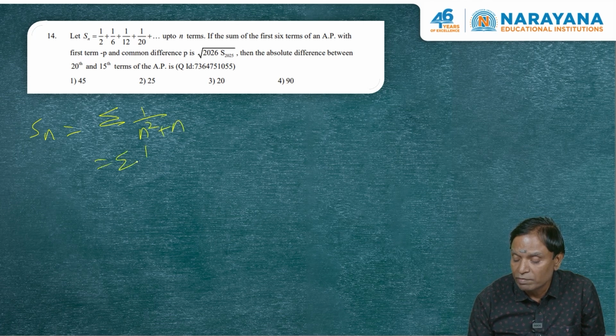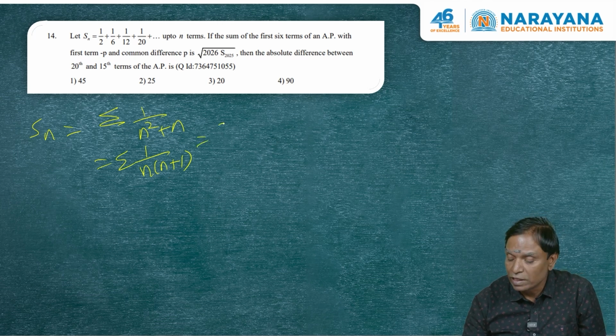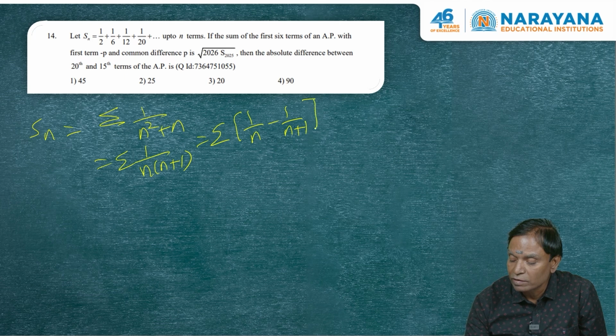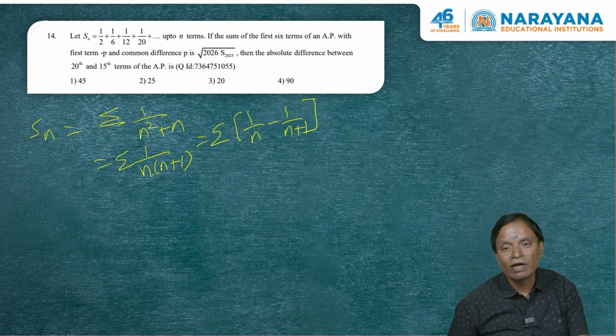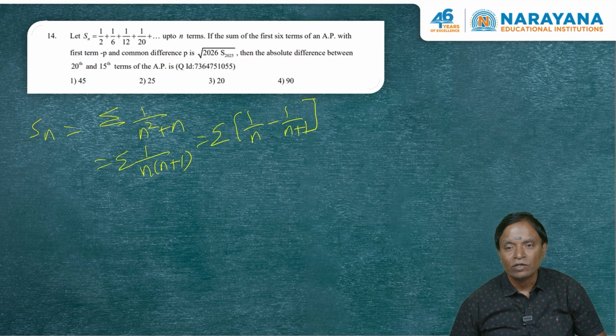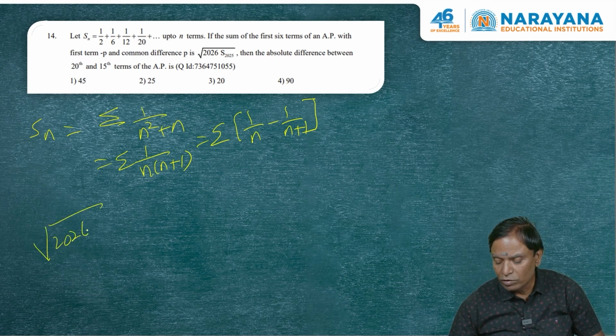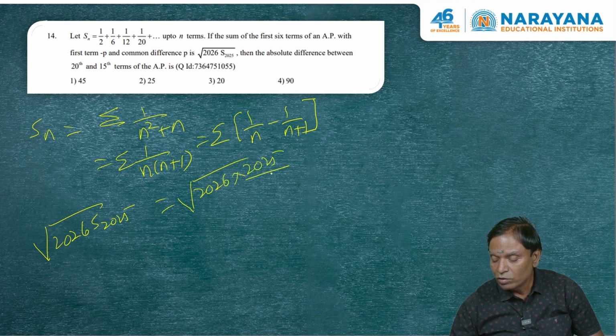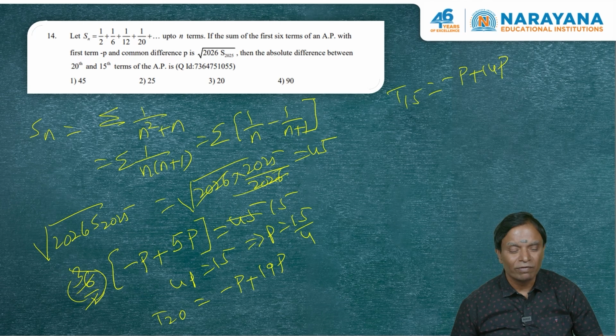This is nothing but sigma 1 by n into n plus 1. Now this is nothing but sigma of 1 by n minus 1 by n plus 1. You can evaluate the summation by using a telescopic series. So if you calculate under root of 2026 into S2025, this will be nothing but under root of 2026 into 2025 by 2026. I can calculate modulus of T20 minus T15.